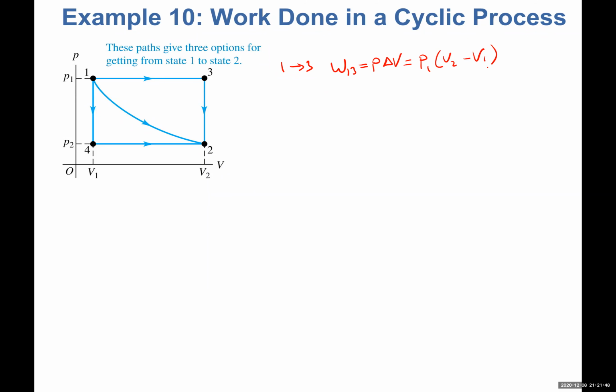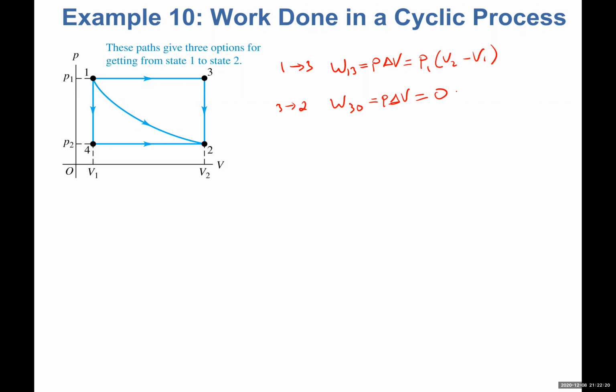Then we go from 3 to 2. For this one, the work done from 3 to 2 is, if you write this equation, P times delta V, you can see there is no change in volume, so there is no work done. The work done going from 3 to 2, an isochoric process, doesn't change the volume. That means volume is constant, so there is no work done.